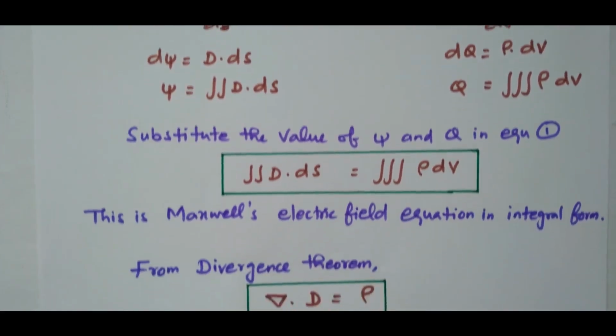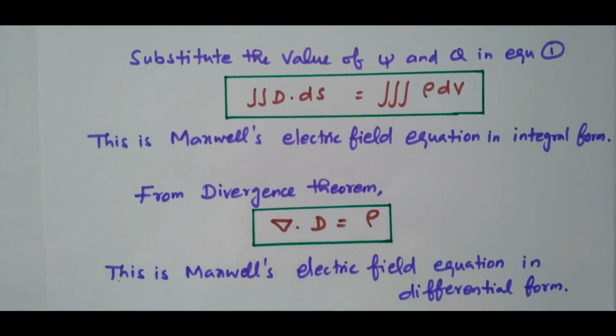The same thing, from the divergence theorem, can be written as del dot D equals rho. By referring to the previous equation, from the divergence theorem we can write like this. So this is nothing but Maxwell's third equation for the electric field in differential form. This one is integral form, this one is differential form. Now we'll go to the fourth equation, for the magnetic field.